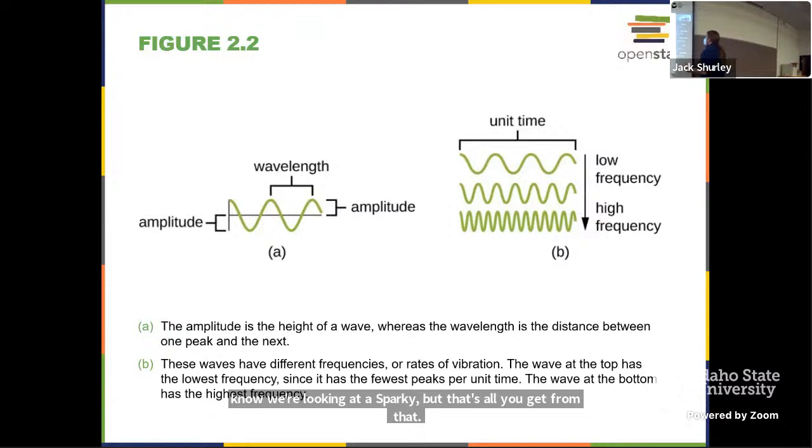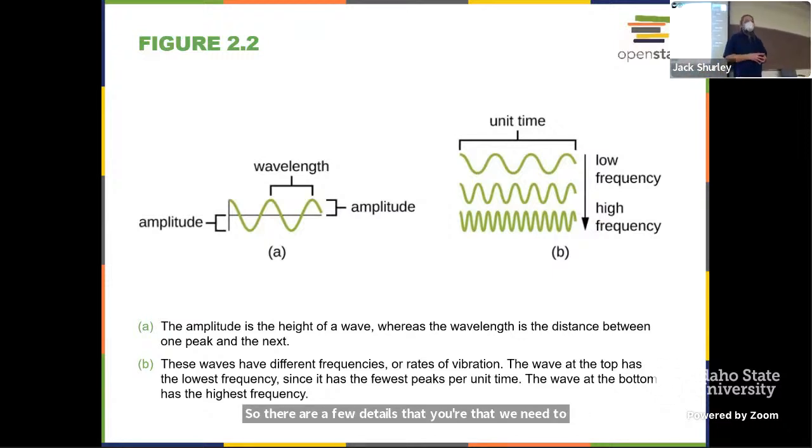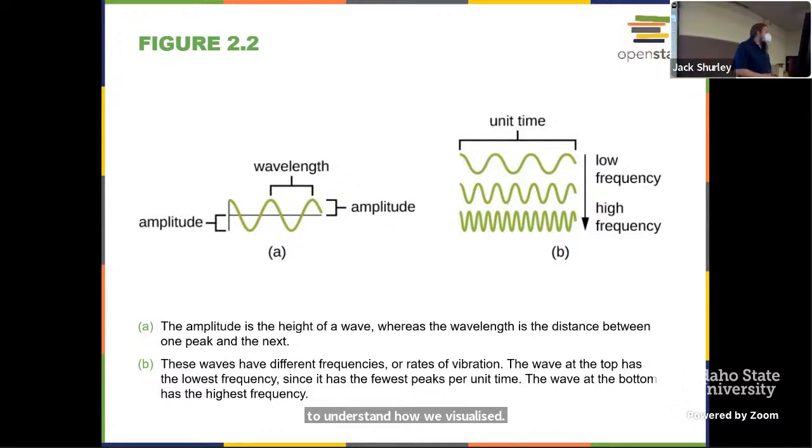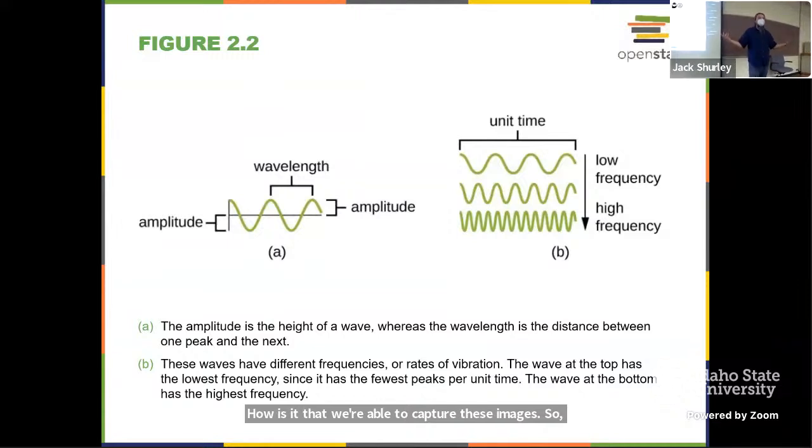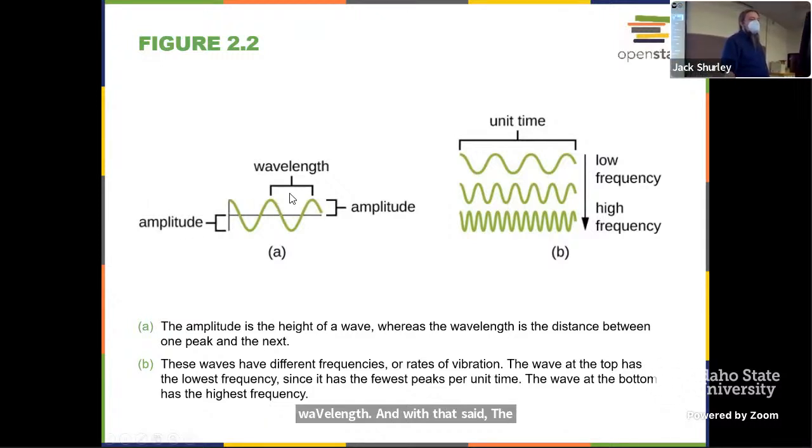So there are a few details in here that we need to at least think about the littlest bit when we're trying to understand how we visualize organisms in the first place. How is it that we're able to capture these images? So when we think about this, we need to think about light as wavelengths. And with that said, the distance between these wavelengths are differing amounts of energy. And that's what we can see over here. Lower frequency, higher frequency, and we'll see the visible spectrum here in just a second.